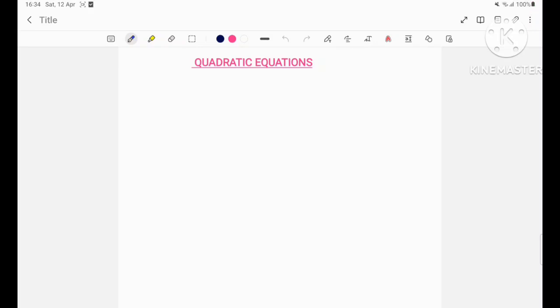Hi children, today's topic is quadratic equation. In this topic we are going to discuss what a quadratic equation is, what the basic things are, and so on. So first of all, what is a quadratic equation? Before going to know about quadratic equation, we are going to discuss quadratic polynomial.